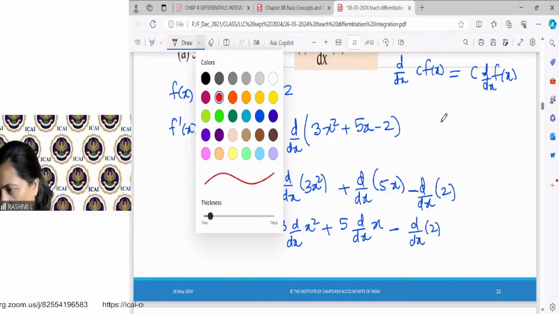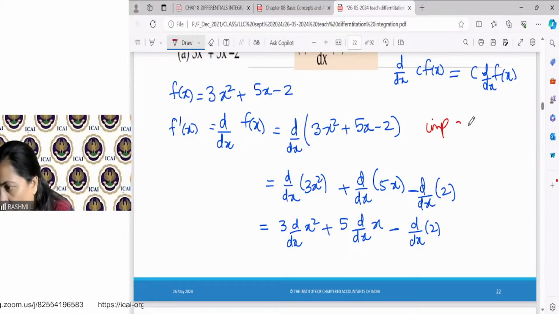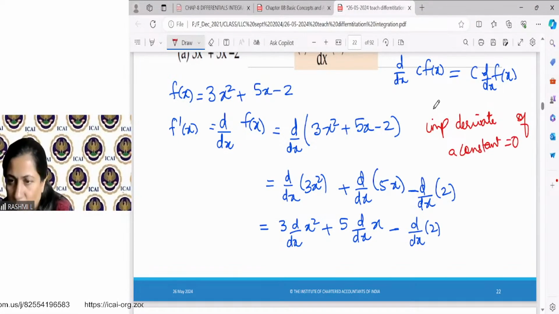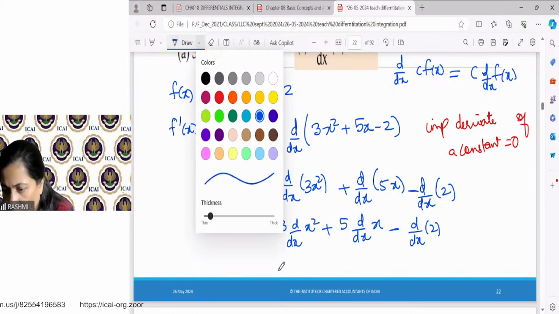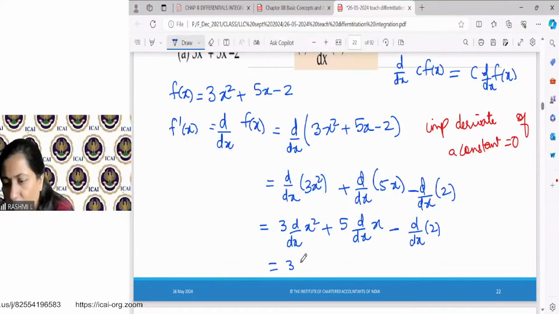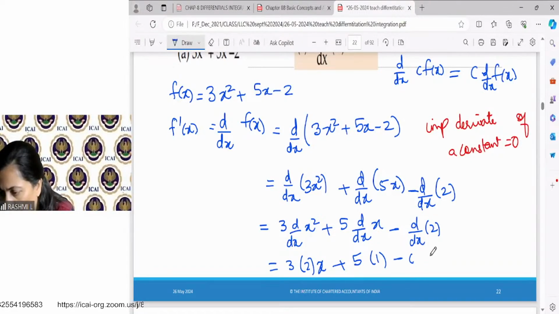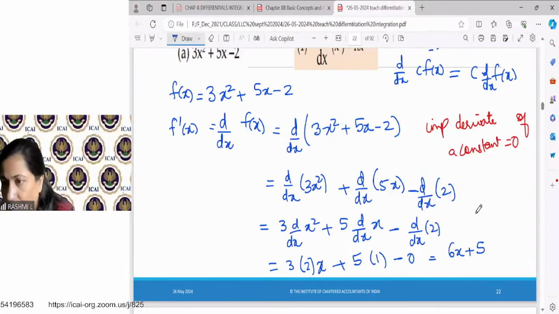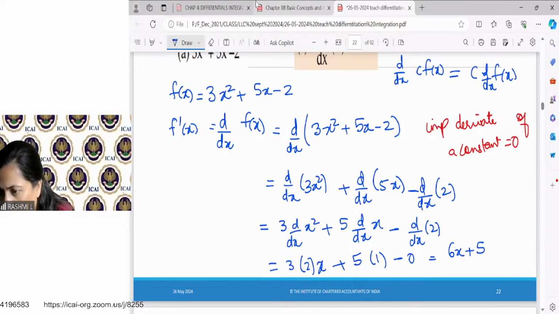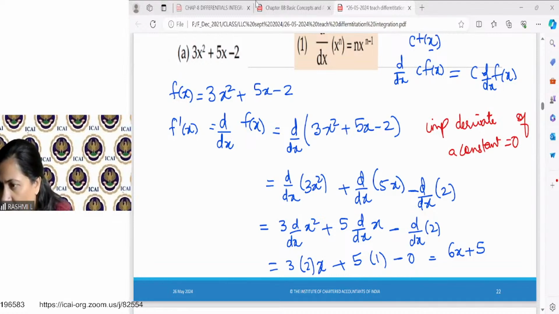Okay. Important: the derivative of a constant is always equal to 0. Remember that. So what will this be? 3 times the derivative of x², which is 2x, plus 5. The derivative of x will be equal to 1 and the last term will be 0. So this is equal to 6x + 5. Yes, Prerna, Natasha, Reshma, excellent, excellent work.